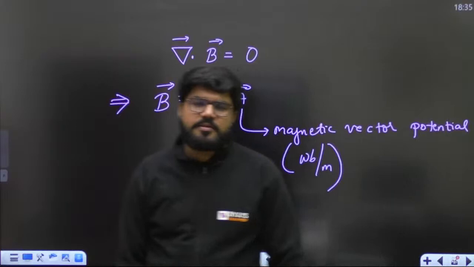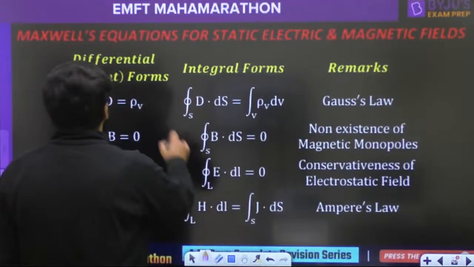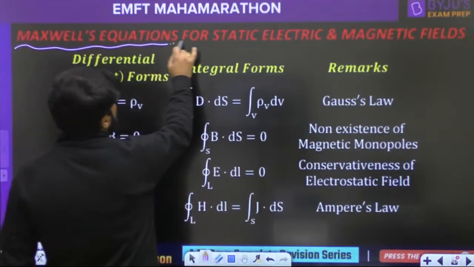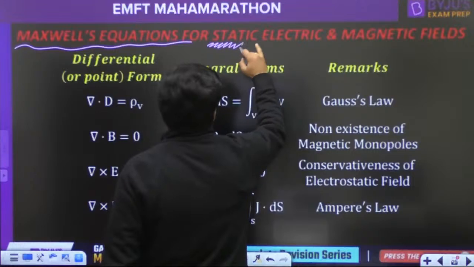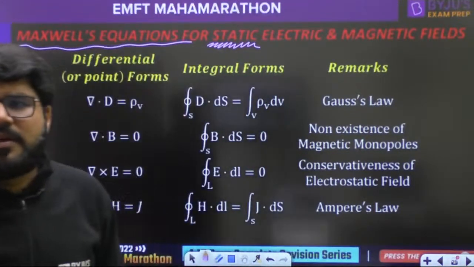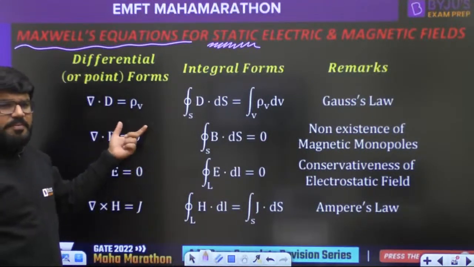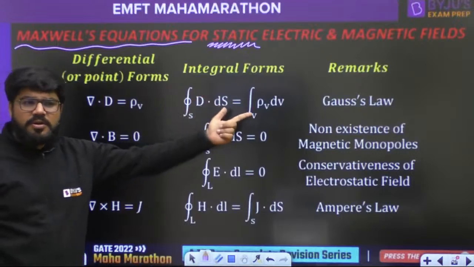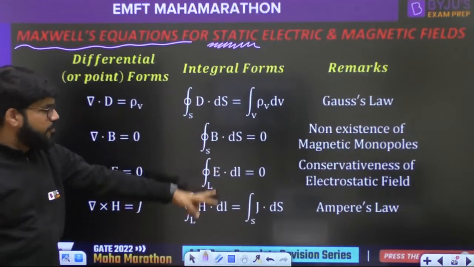So if I have a look at Maxwell's equations for the static electric and magnetic fields, what are the Maxwell's equations we have seen till now? One of them was related to Gauss law. Yesterday in the last class we saw del dot D equal to rho V, and integral forms are also mentioned.